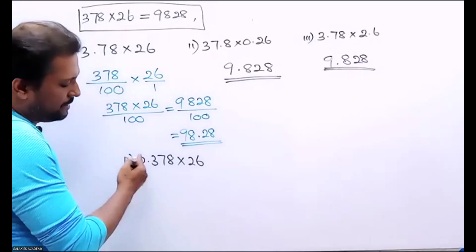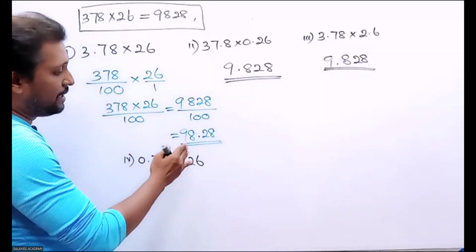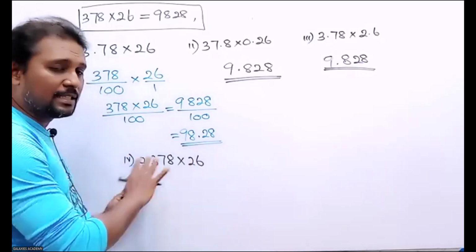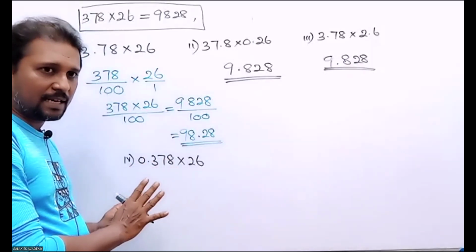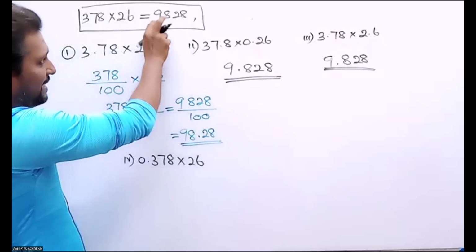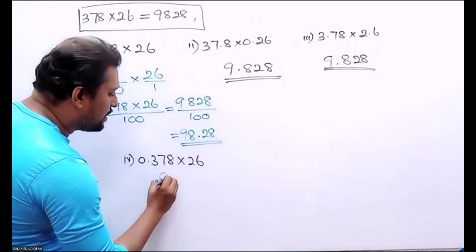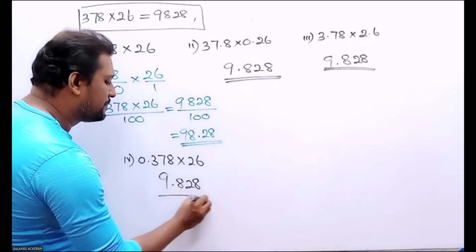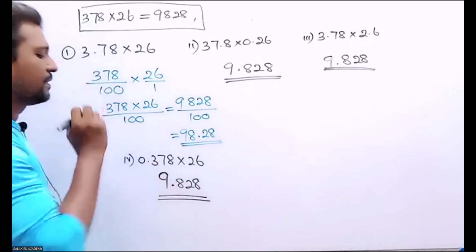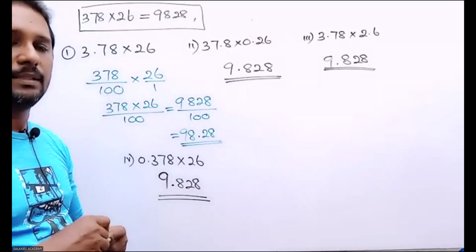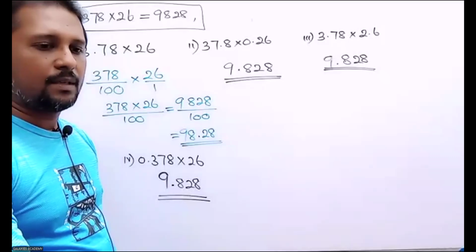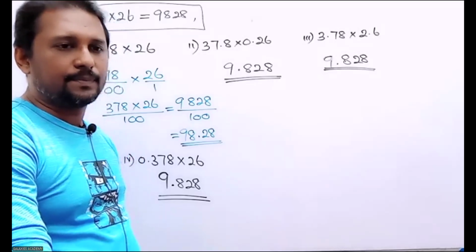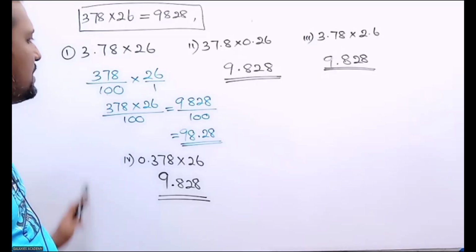Right. Look at this one. 0.378 multiplied by 26. This one has 3 decimal places. This one has no decimal places. So totally this multiplication has 3 decimal places, right? So what is the answer? You have to keep 3 decimal places. 9.828. Right? Right. They are the answers for the 5th question of this paper. This is the simple C part answer.